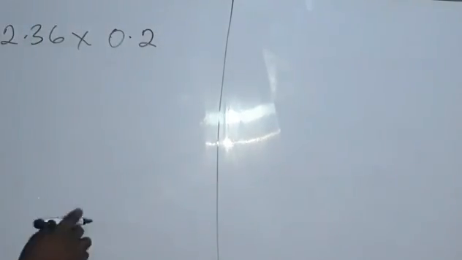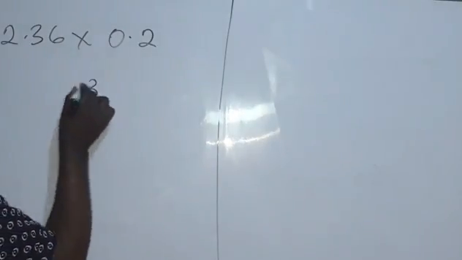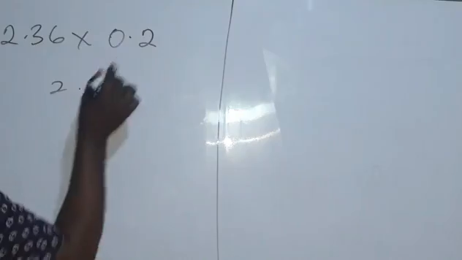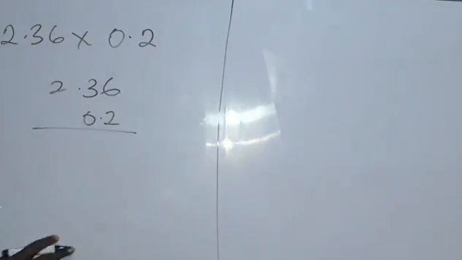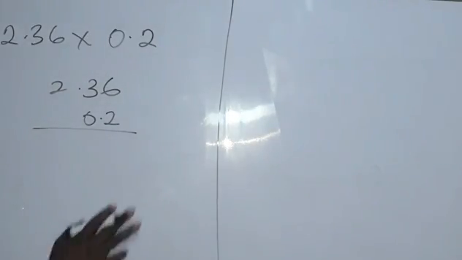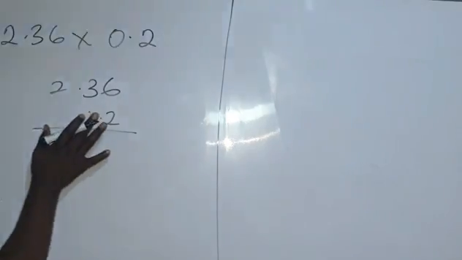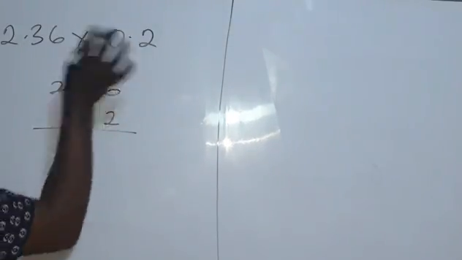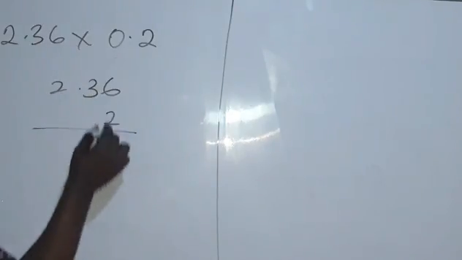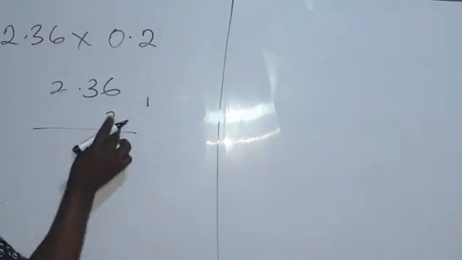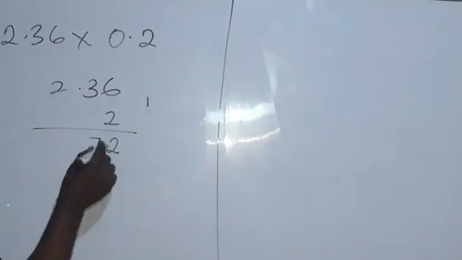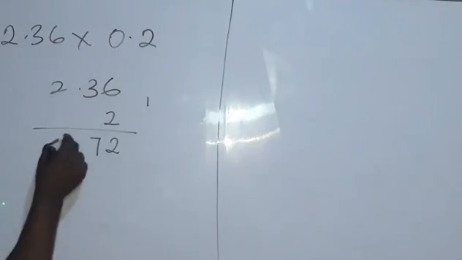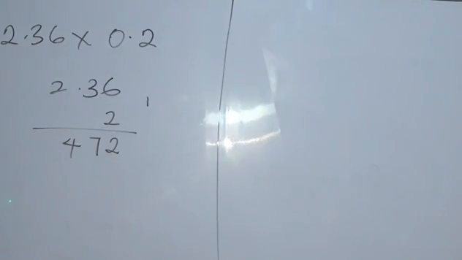So what you're expected to do is write it out: 2.36 then 0.2. So what you're going to do, ignore the decimal point in the first instance. You ignore what? The decimal point and multiply straight. 2 times 6 gives what? 12. You carry 1. 2 times 3 gives what? 6. Plus the one you carried before, that gives 7. 2 times 2 gives 4. All this is clear now.